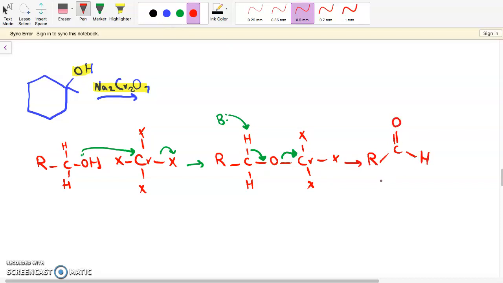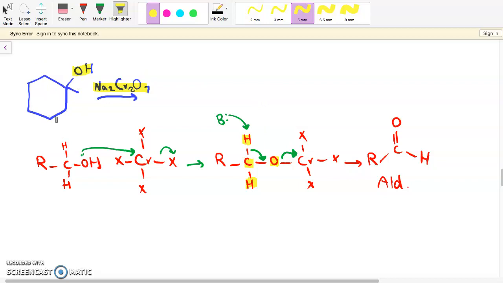In this case, we have an aldehyde. So we went from an alcohol to an aldehyde. So this is what allows the oxidation to happen. So the carbon that's attached to OH directly must have at least 1 hydrogen for this to undergo oxidation.